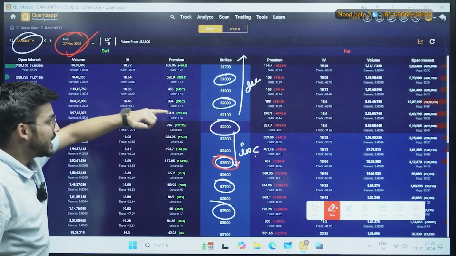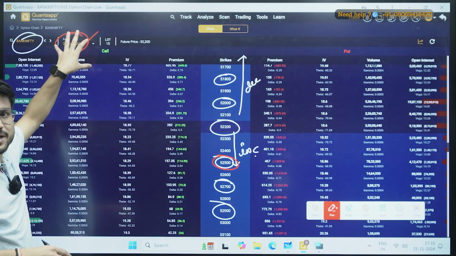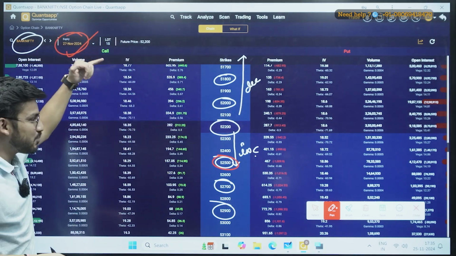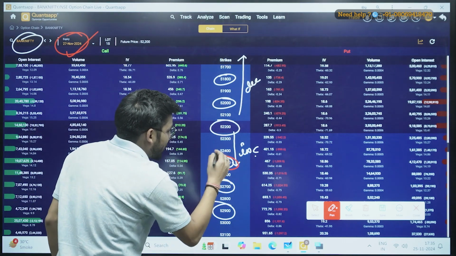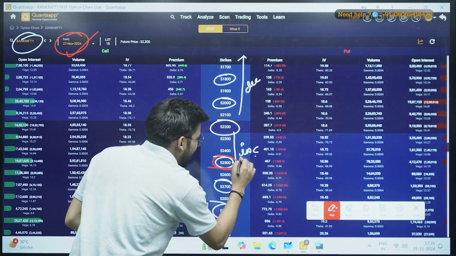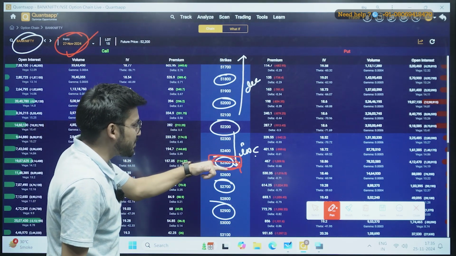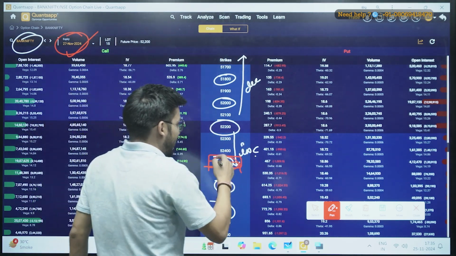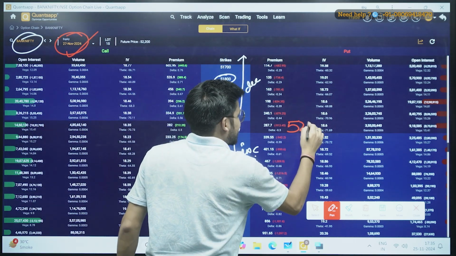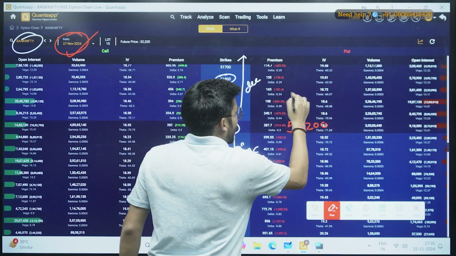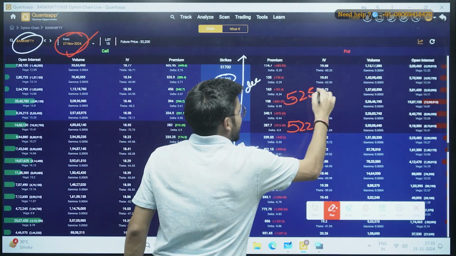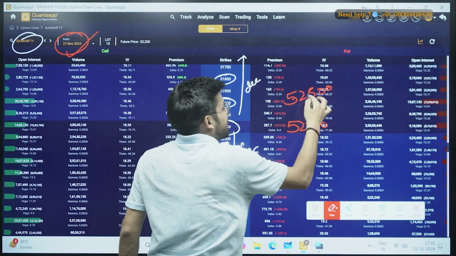So I am betting that at the end, when this expiry is reached, my market will expire above 52,500. Okay, so I am betting on this. My market will expire above 52,500. Currently the market is at 52,200, so it must reach 52,500. So I am betting my market will expire above.